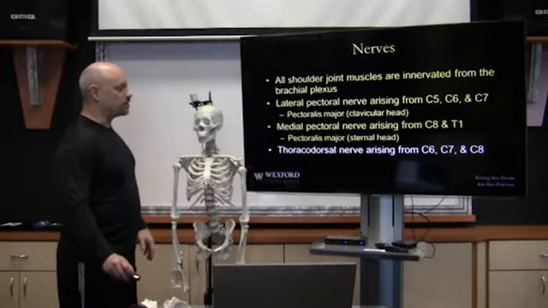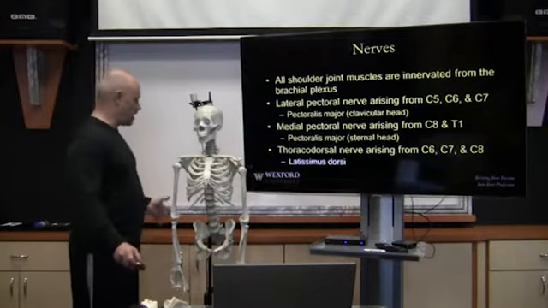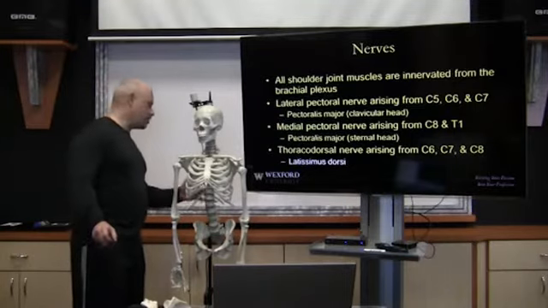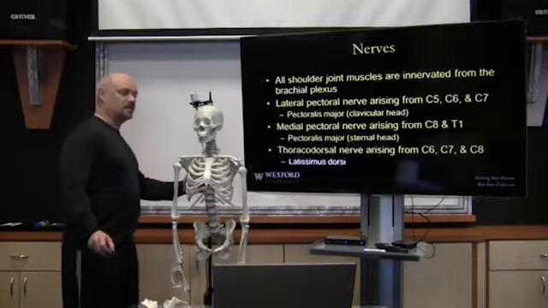And the thoracodorsal nerve arises from C6, C7, and C8, and that would be thoracodorsal, dorsal on the backside, thoracic, meaning the middle part of the vertebral column. That's the latissimus dorsi.